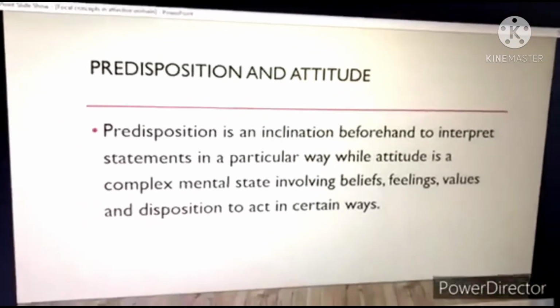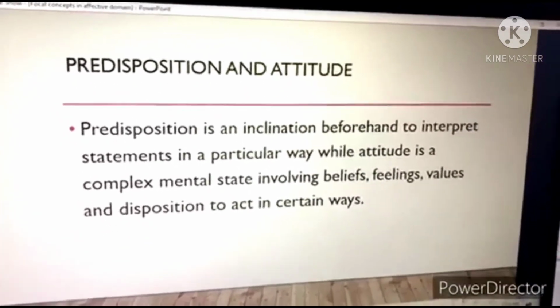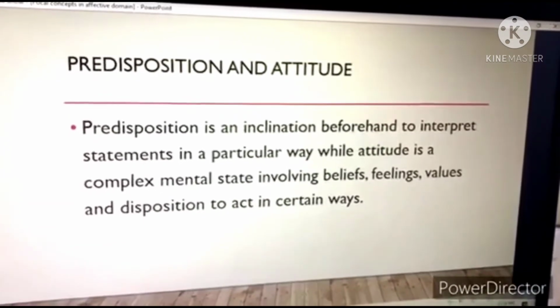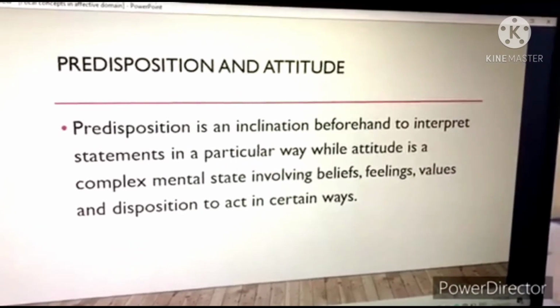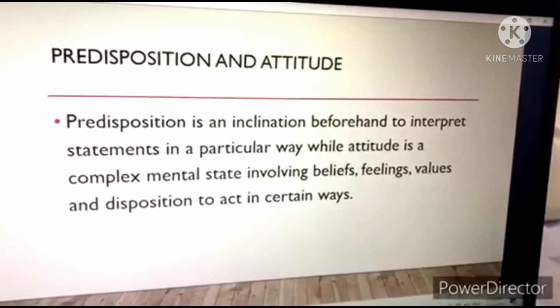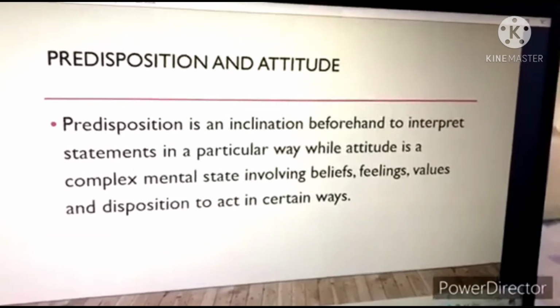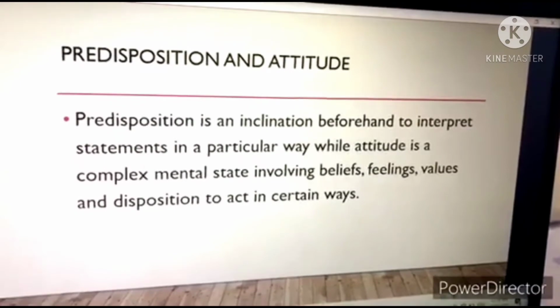Next, the predisposition and attitude. Predisposition is an inclination beforehand to interpret statements in a particular way, while attitude is a complex mental state involving beliefs, feelings, values, and disposition to act in certain ways. Next, the motivation. It is a reason or a set of reasons for engaging in particular behavior. The reasons include basic needs or an object, goal, state of being or ideal that is desirable.